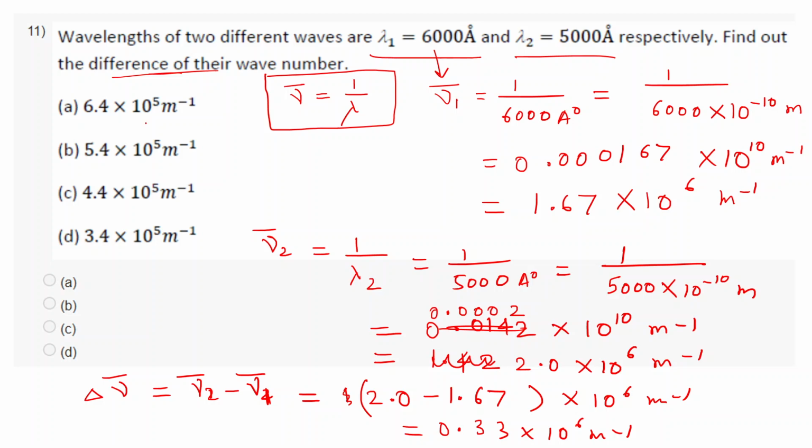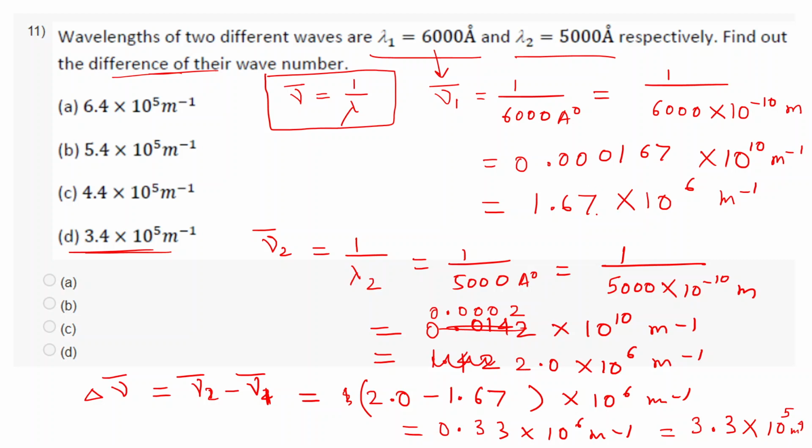Now our answers are in 10 to the power 5, so when I change it to 10 to the power 5, I'll get 3.3 times 10 to the power 5 meter inverse. So the answer is not matching, it should be this. I think one reason could be the approximation, because I was getting 1.6 and there were a lot of 6s. I have rounded off, maybe they did not.